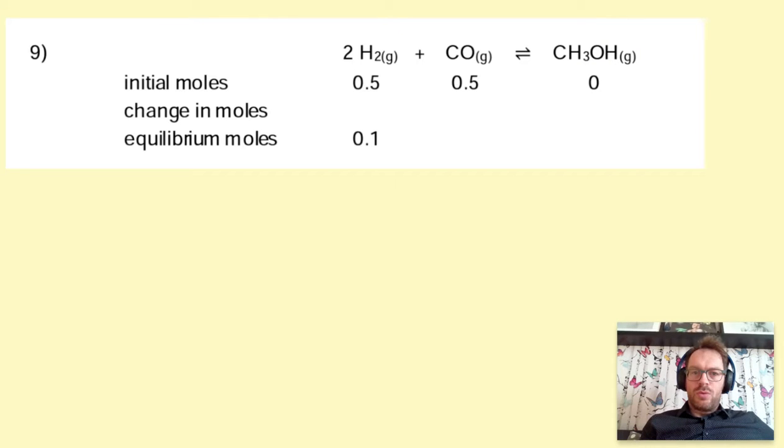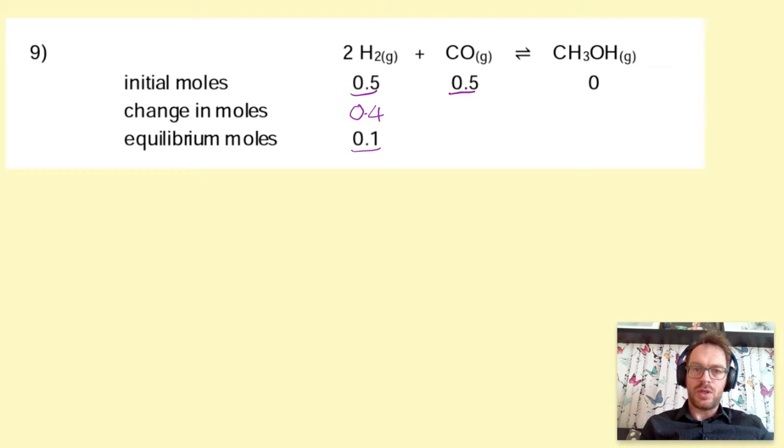So we've got our initial moles of both the H2 and the carbon monoxide, and the other key thing we know is how much we've got left of the hydrogen once it reaches equilibrium. So the only thing we can do to begin with is work out what the change in moles of the hydrogen must have been, and it's just the difference between the initial and the equilibrium moles. So 0.5 minus 0.1 leaves you with 0.4, which means we must have used 0.4 moles of the hydrogen.